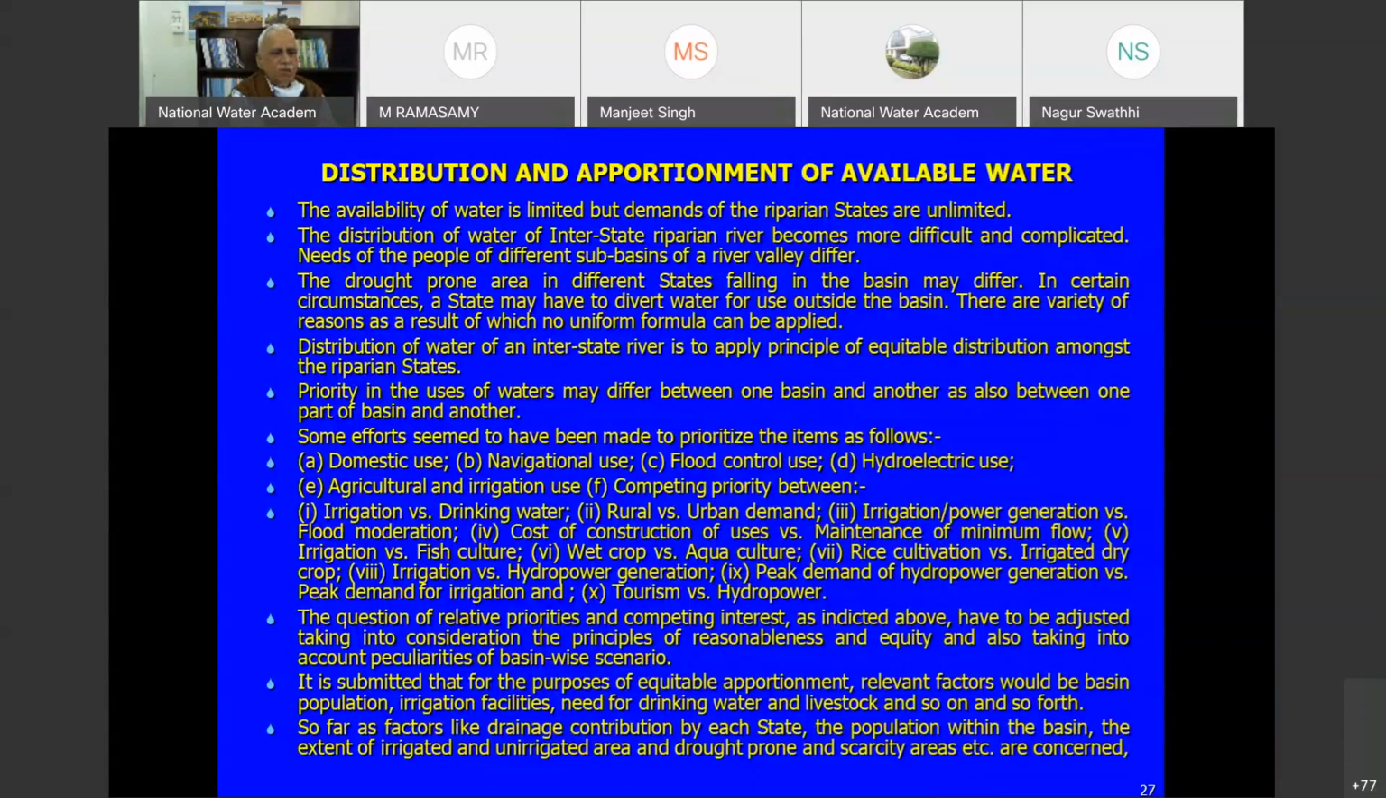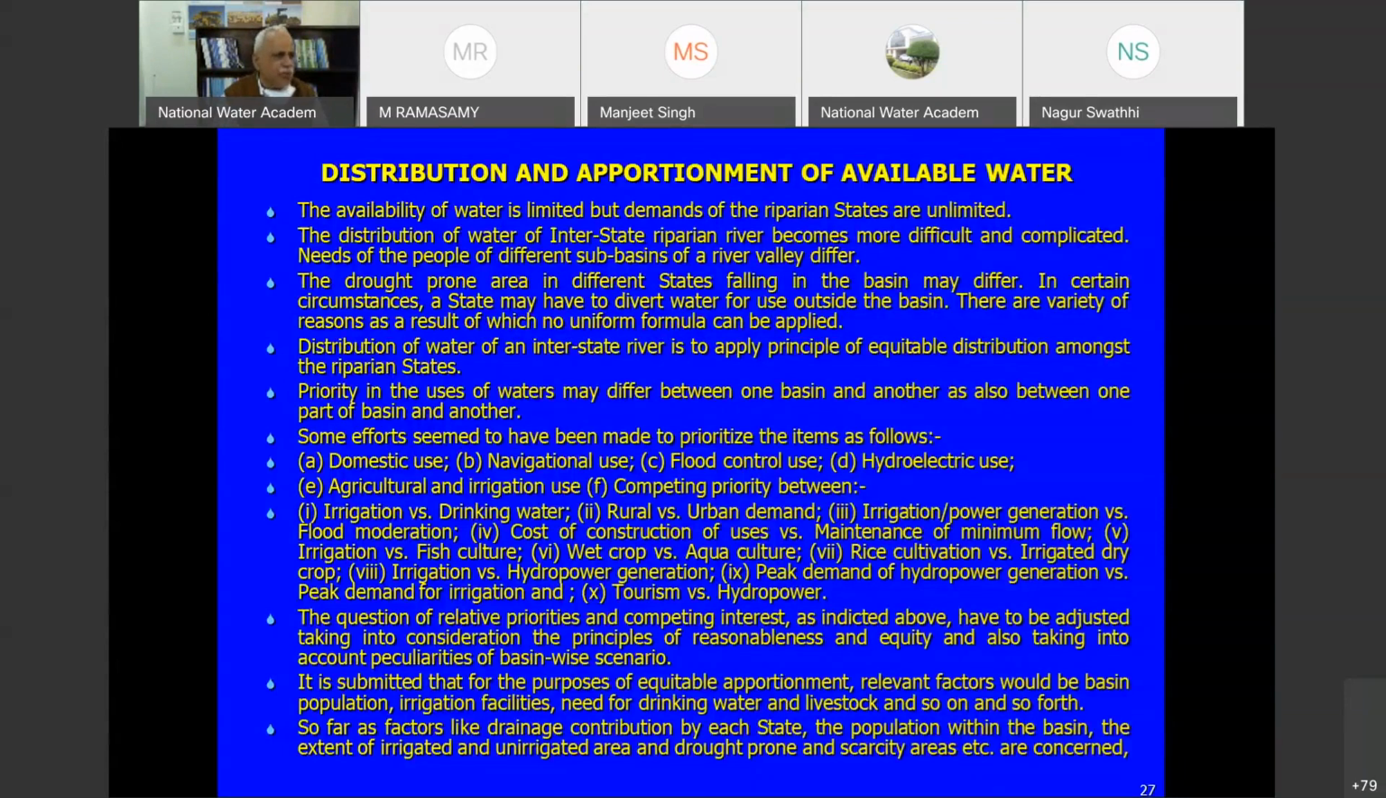Some efforts seem to have been made to prioritize the items as follows: domestic use, navigational use, flood control use, hydroelectric use, agriculture and irrigation use, competing priority between irrigation versus drinking, rural versus urban, irrigation versus power, flood moderation, cost of construction of uses versus maintenance of minimum flow, irrigation versus fish culture, wet crop versus aquaculture, rice cultivation versus irrigated dry, irrigation versus hydropower, peak demand of hydropower generation versus peak demand of irrigation, tourism versus hydropower.